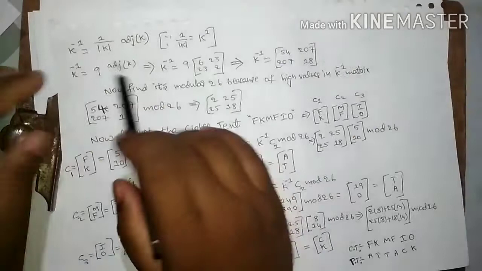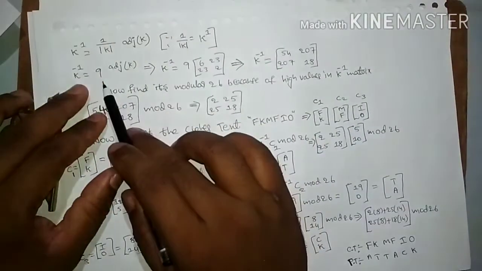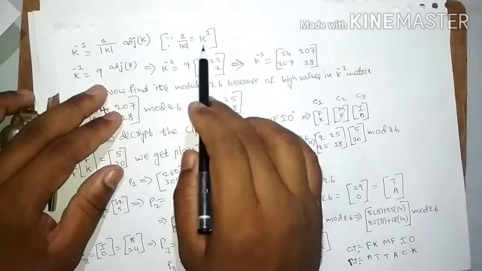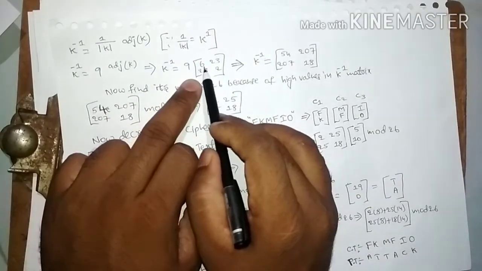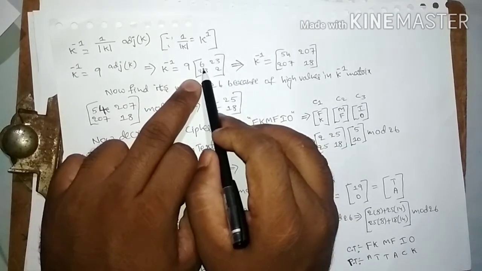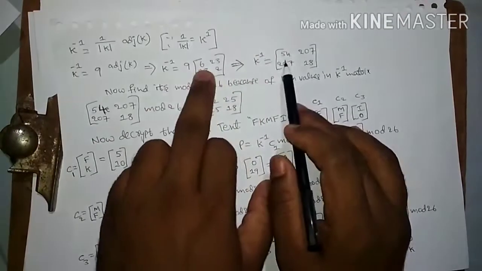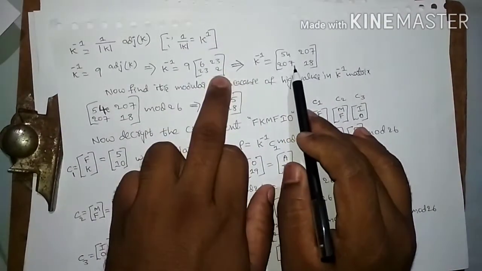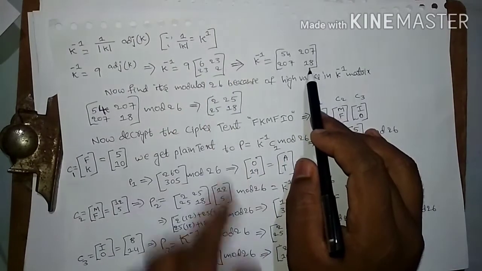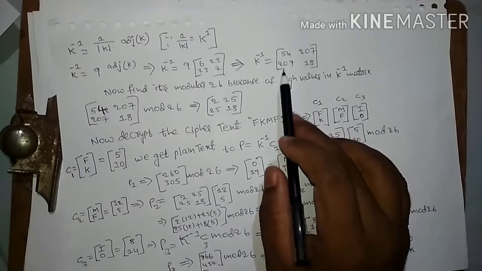Okay, k inverse equals 1 by det k into adjoint k. 1 by det k equals k dash. K dash value is 9. So k inverse equals 9 into adjoint k, which is 6, 23, 23, 2. After multiplying we will get 6 into 9 is 54, 23 into 9 is 207, 23 into 9 is 207, 2 into 9 is 18. But these are very large values, 207 and 54.